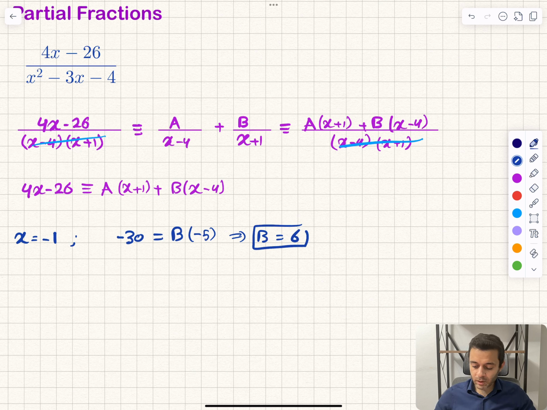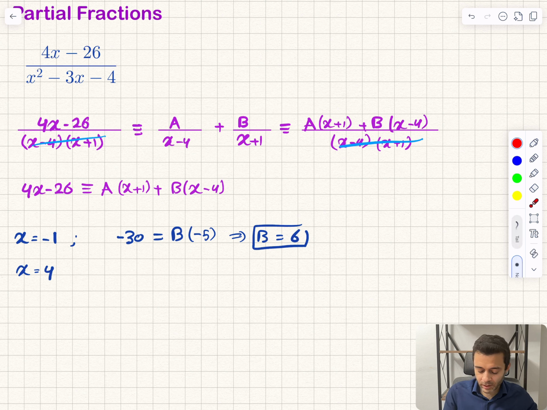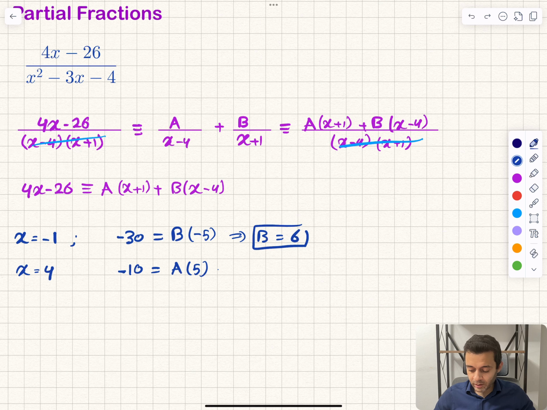Now, in a similar way, we will find a. This time, we will replace x by 4, because 4 makes this bracket 0. 4 minus 4, 0, then b will be cancelled. So replace x by 4 in both sides. Here you will have 4 by 4, 16, minus 26, -10. Equals a, 4 plus 1 will be 5, and this will be 0, ignore it. Easily, a will be -2.